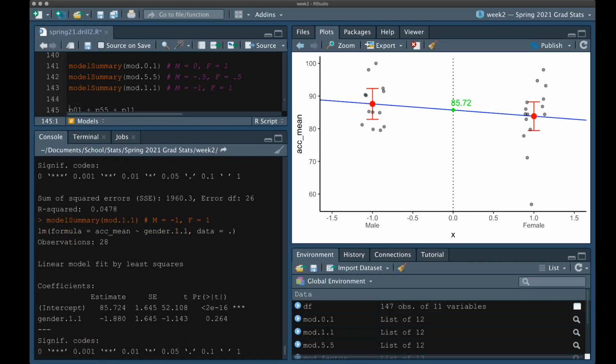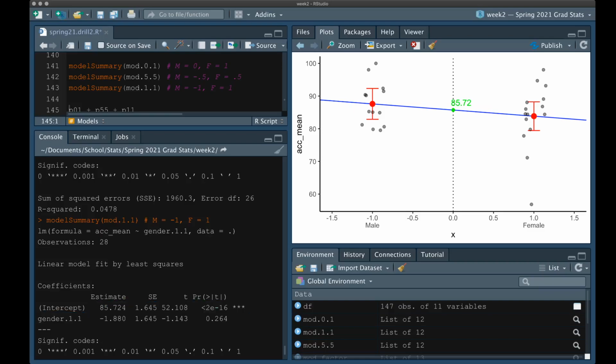So in other words, instead of this slope being interpreted as a 1 unit increase, or rather it is interpreted as a 1 unit increase in X is associated with blank amount of change in Y, in this case 1.88 points. But because 1 unit is not the difference between groups anymore, 1 unit is the difference between the group and the mean of group means.